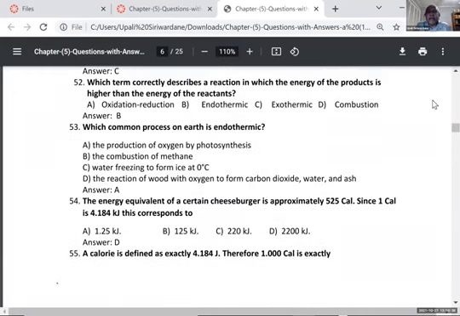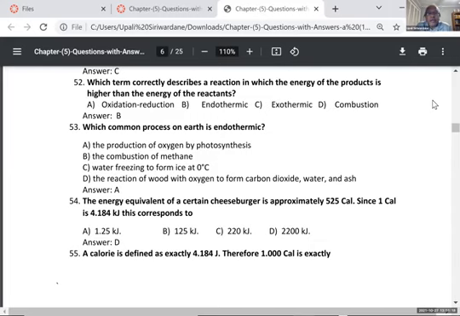Which term correctly describes the reaction in which the energy of the product is higher than the energy of the reactant? Energy of the product is higher. In the natural gas reaction, the energy of the products was lower. So this has to be the opposite of that, endothermic. B is endothermic, the correct answer. Which common process on Earth is endothermic?